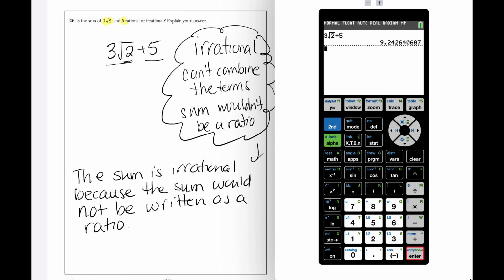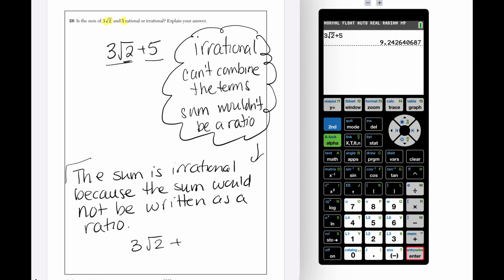So this is just, again, confirmation if you were to try it on the calculator, and now my reasoning makes sense. The sum is not rational because the sum would not be written as a ratio. And if you wanted to, you could even put this in there and say 9.242640 and on. Irrational. And that would be enough to get me my 2 points. All right, hit pause and jot this down into your notes.